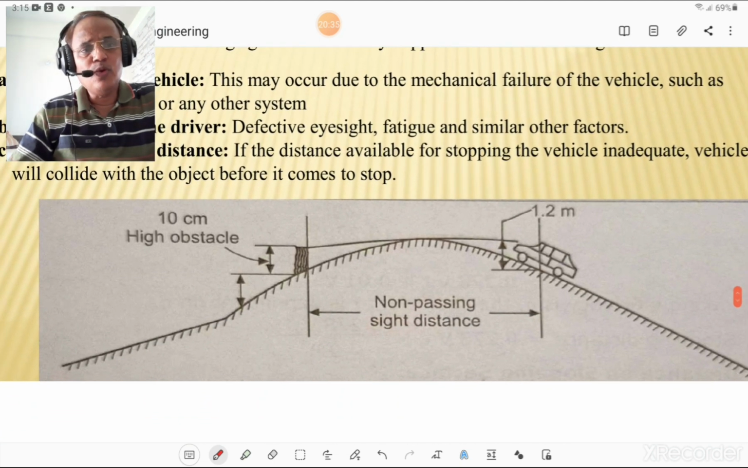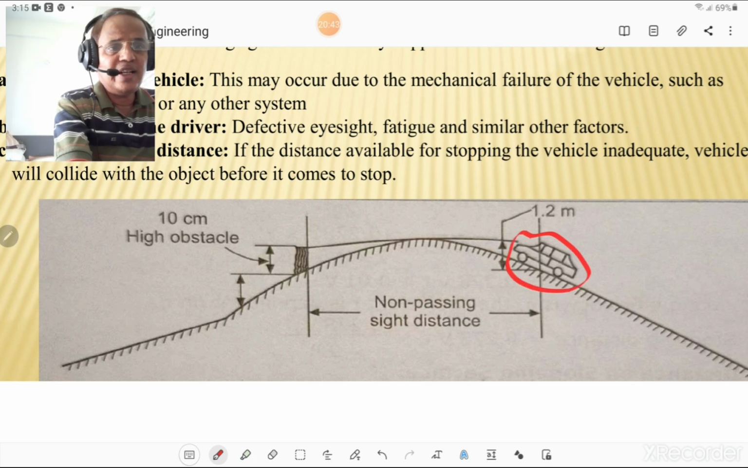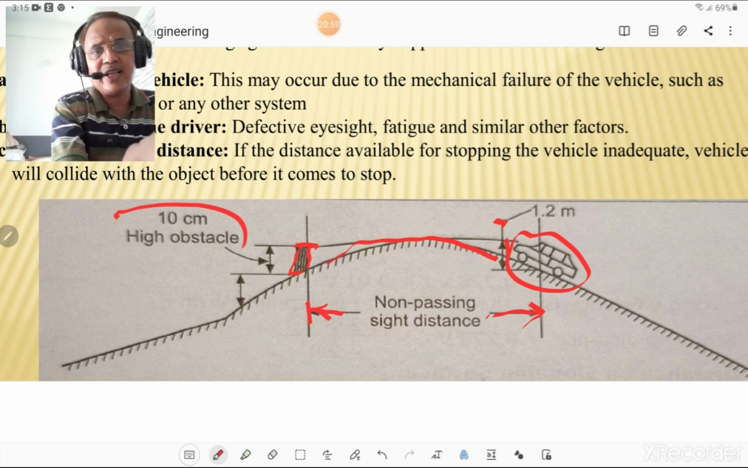Please look at this figure. This is the vehicle, and the height of eyesight of a driver here is shown as 1.22. Here is a vertical summit curve, and this is the 10 centimeter object which is not seen by that driver, and this distance may be termed as a non-passing sight distance. And what is the height of the obstacle? That is 10 centimeter or 0.1 meter.